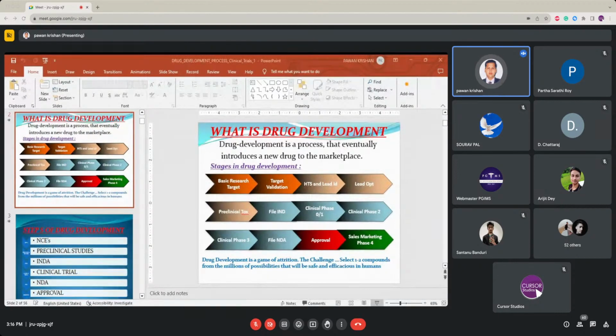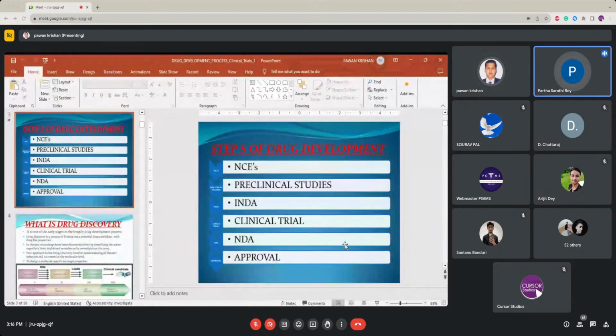Has the slide changed? Is the slide change visible? Sir, the slide hasn't changed. Now it is there. I don't know, maybe there's some issue. Anyhow, please let me know if there is no change in the slide at any moment.